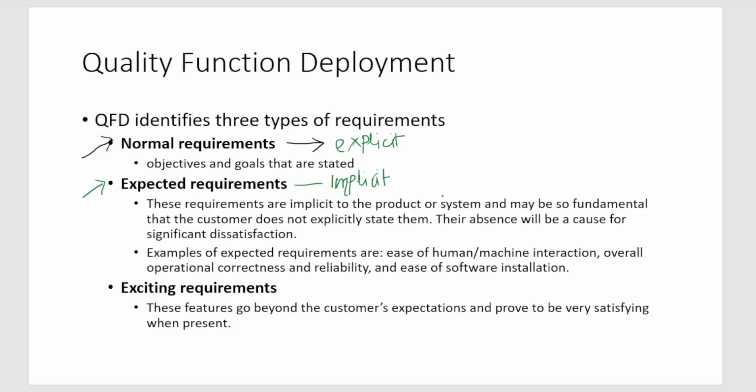Examples of expected requirements are ease of human use or machine interaction, overall operation correctness, reliability, and ease of software installation. These are some examples of requirements that are not explicitly stated, but should be there implicitly in that particular software. And the last one is called the exciting requirements. Exciting requirements are the features that go beyond the customer's expectations and prove very satisfying when present.